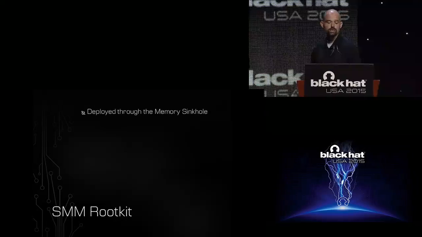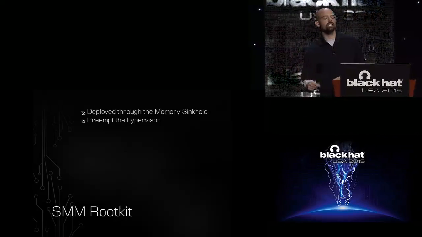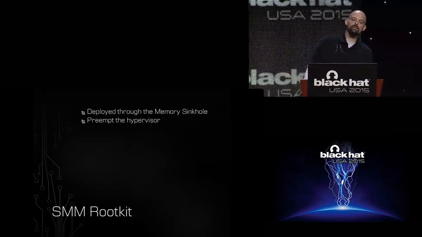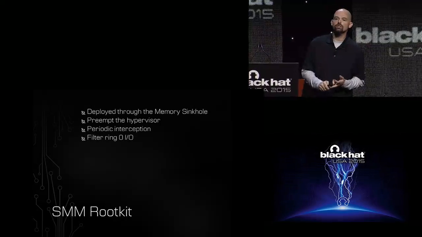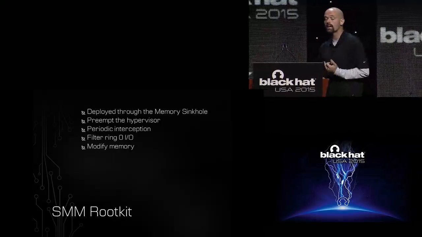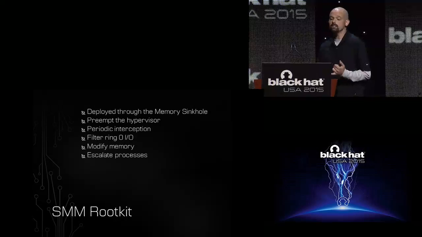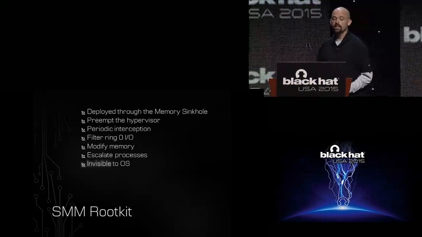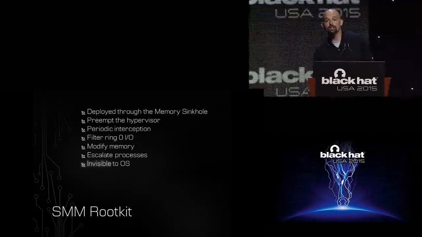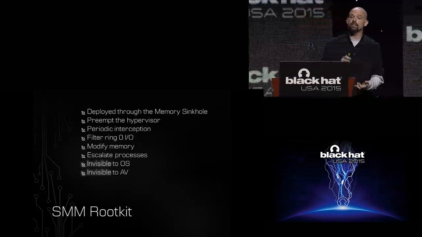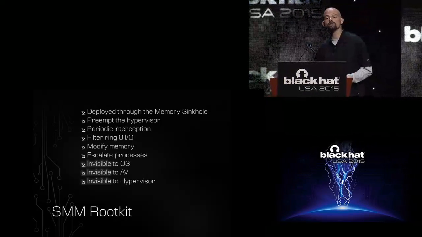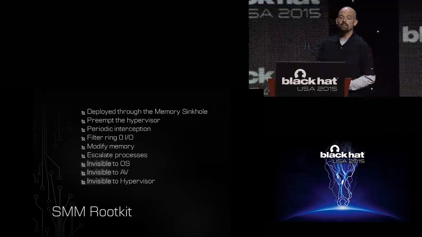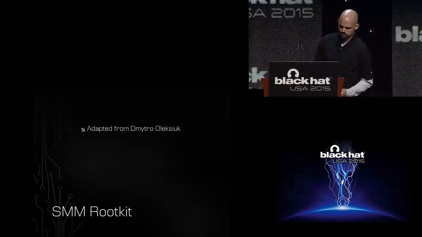We deploy this rootkit through the memory sinkhole. Once the rootkit has control in system management mode, that means it can preempt the hypervisor. It can periodically intercept ring 0 code. It can filter ring 0 IO accesses. It can modify any memory on that system. It can escalate process privilege levels. And it can do all of this completely invisible to the operating system, to ring 0, to antivirus technology, and to the hypervisor. Our rootkit at this point, once it's placed in SMRAM, is entirely undetectable on that system.